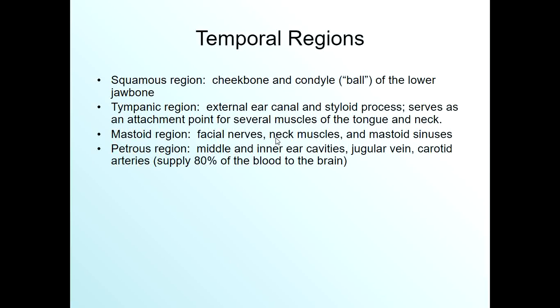And there's a little attachment where a lot of muscles for our tongue and neck attach. The mastoid region is where we find our facial nerves, some neck muscles, and our sinuses. And then the petrous region is your middle and inner ear cavities, and also your jugular vein and carotid arteries, which supply 80% of the blood to your brain, are found in the petrous region.